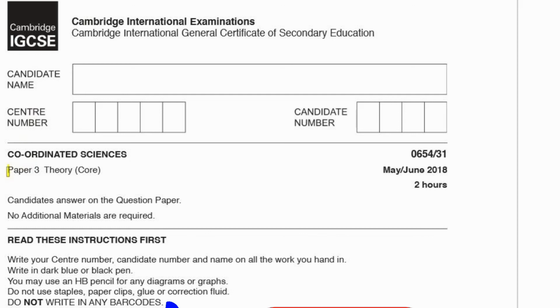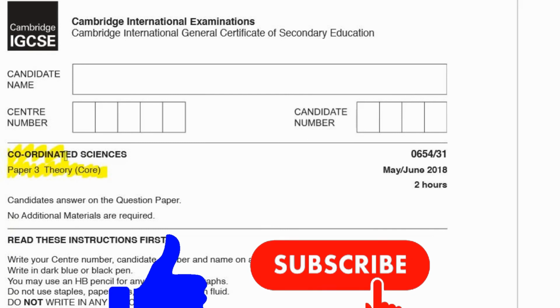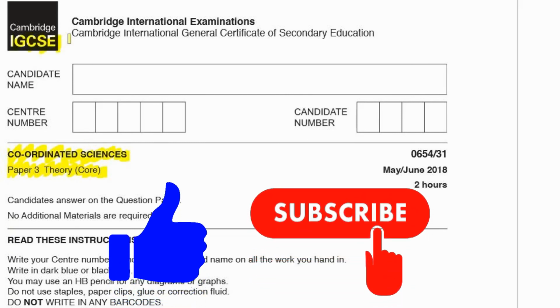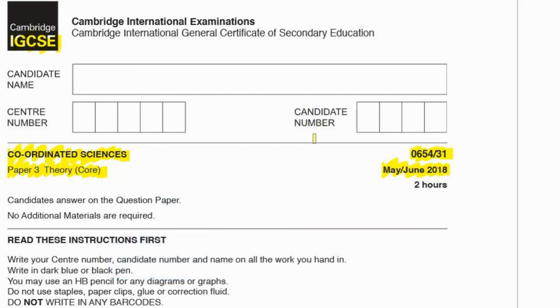All right, today we're going to do the paper 3 theory, which is the core option for the Coordinated Sciences. That's a double award. This is Cambridge IGCSE, the CIE examinations, and this is for May, June 2018, 0654/31. Now, I'm Alicia, and I will be doing the biology and chemistry parts, and we'll be jumping back and forth with Mike, who will be doing the physics sections.